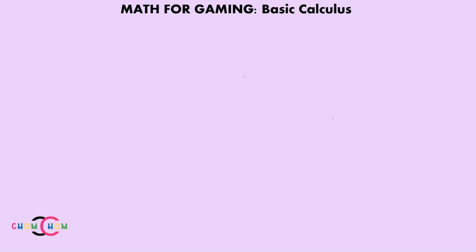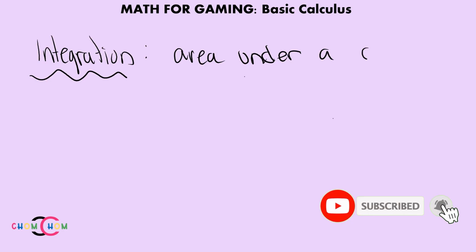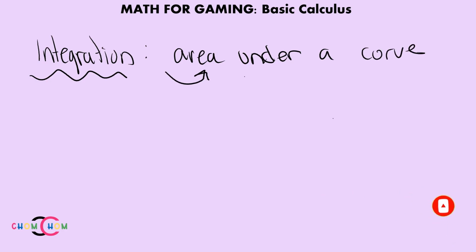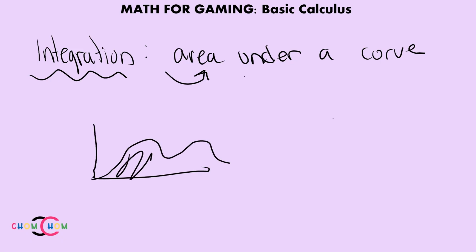Then next we have integration, which is the second core point of calculus. So we have integrating, which means we integrate an equation to get the area under a curve. So integration just gives us an area under a curve. So if we have this, we integrate this, and it'll give us that.